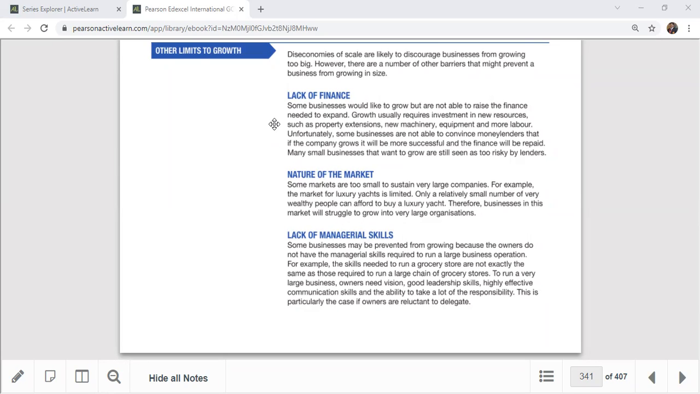Organizations like sole traders, partnerships, and some private limited companies can't go to the large financial options. Sometimes it is difficult for them to obtain finance. Bankers and lenders are always rejecting them because they see them as too risky to invest in. That's the main reason. So that is one limitation, one barrier for growth.